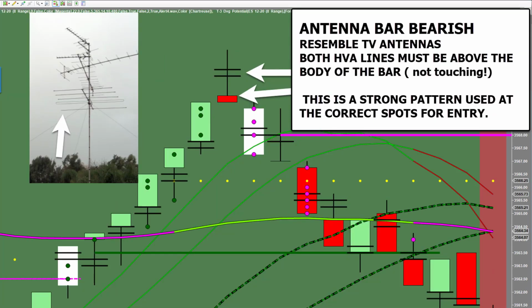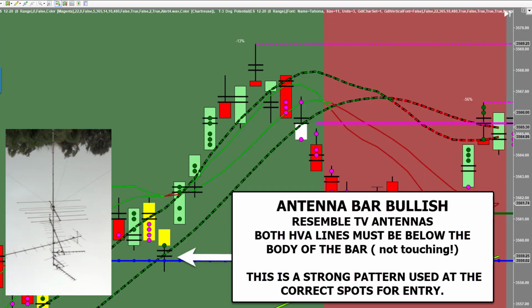The next pattern is called an antenna bar. The key to this bar pattern is the high volume area, denoted by the two black lines, is not touching the body of the bar. This next example shows you a yellow antenna bar formation. Notice it is at Fibonacci support and the large trigger lines. When you use an antenna bar as an entry, you will enter immediately. If you attempt to gain a better entry, you may miss the trade. The market tends to move quickly following an antenna bar pattern from a high probability setup.